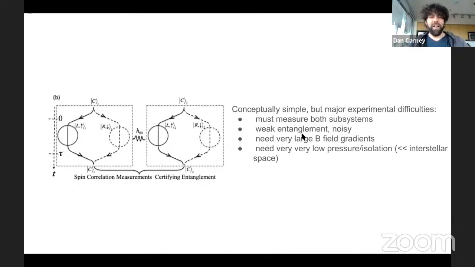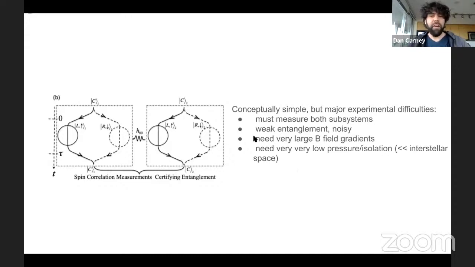What really makes this hard actually is more mundane experimental issues. One is that I need a huge magnetic field gradient, and that's because I need a magnetic field gradient to operate the Stern-Gerlach to split the wave function. And by very large, I mean a few orders of magnitude bigger than anything that exists currently. Even harder probably, you need environmental isolation which is exceedingly good. So a few orders of magnitude lower pressure than, say, interstellar space.